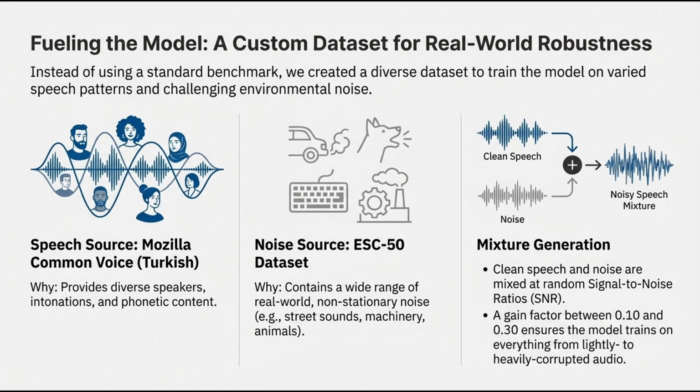So as you can see on this slide, to make the model more robust, we created a custom dataset, including speech sources, noise sources, and the mixture of them. So we got the speech sources from Turkish speech from Mozilla Common Voice and the noises from ESC-50 environmental sounds, which are diverse and non-stationary, like 2000 noises in there. So for the mixture, we mixed clean speech and noise at different SNR levels using a gain factor to cover both slightly and heavily corrupted audio, creating a diverse mixture. So this gave us control over realistic noise inputs, so the model learns noise suppression without losing speech content.